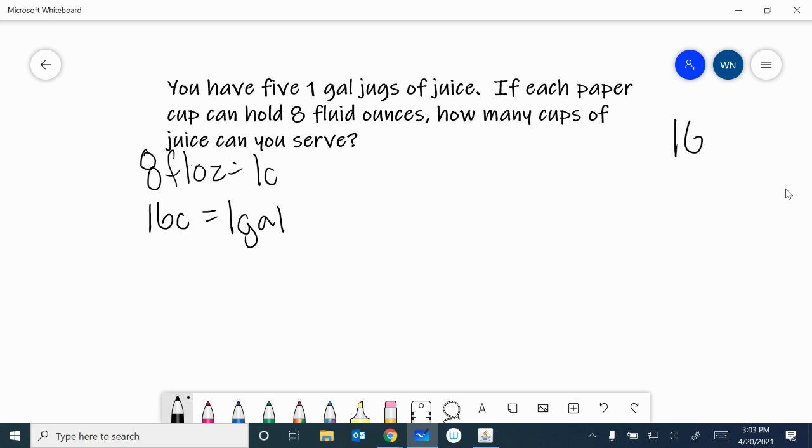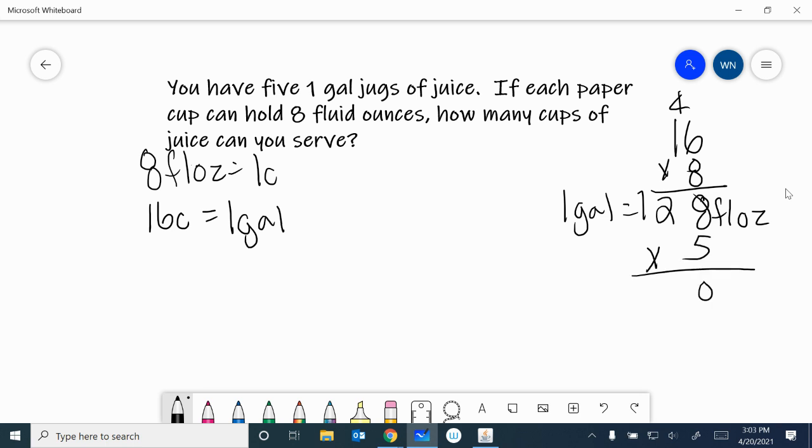I know that I can multiply 16 cups times 8 ounces per cup and get 128 fluid ounces in 1 gallon. So if each gallon has 128 fluid ounces, I've got 5 gallons. So let's go ahead and multiply 128 times 5. 640 fluid ounces in 5 gallons.